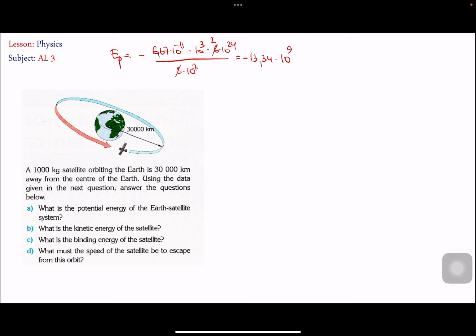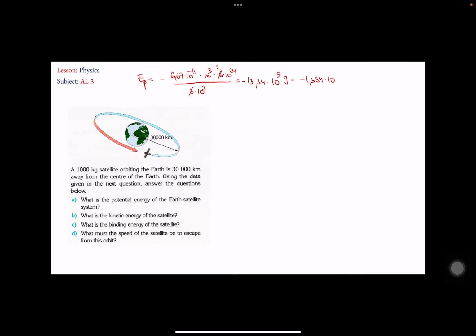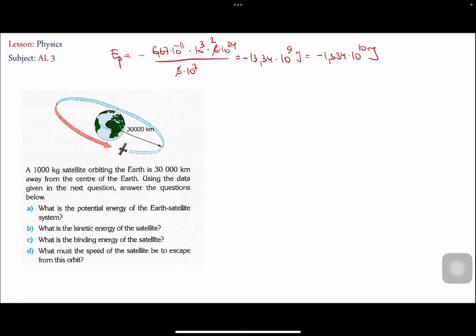But in scientific notation, I have to write the numbers between 1 and 10, so I will write it as minus 1.334 times 10 to the power of 10 joules. That's the potential energy that is calculated.